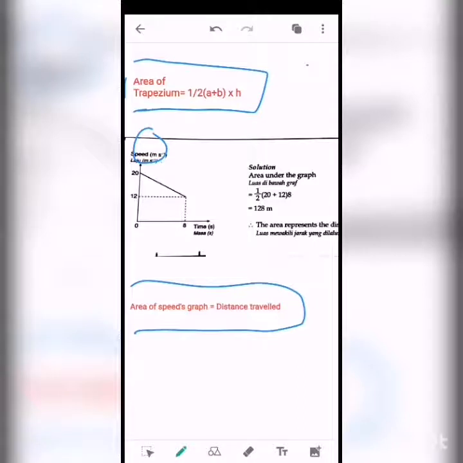For example, this question asks you to find the distance travel, and this shape is a trapezium, so we need to use this formula: 1 over 2 times (a plus b) times height. H is height, so which one is a? This one is a, this one is b. A and b can change, it's okay, and h is here.